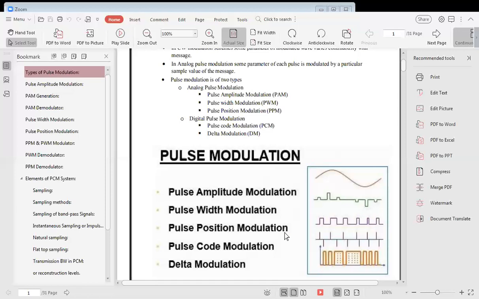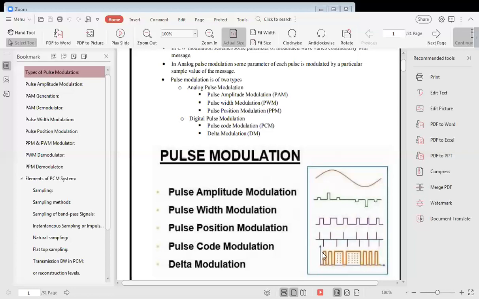Now the pulse position modulation. In a pulse there are two edges. One is the leading edge, another is the trailing edge. When the pulse width is varying, the edges also change. This is the leading edge, this is the trailing edge. So if the pulse width varies, the position of the pulse also varies, or we can say the leading edge and trailing edge positions of the pulse also vary. That is nothing but pulse position modulation. This is done by differentiating the pulse width modulation.